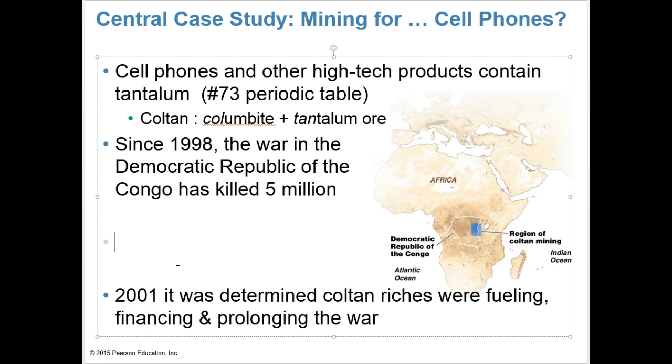Unfortunately, after the 1990s, when cell phones really hit their global high, it not only led to people mining for it in the Congo, but others taking over from the people who were owning the mines in a violent and brutal way. Since 1998, the war in the Democratic Republic of the Congo has killed over 5 million people. In 2001, an expert group of the UN determined that the coltan riches were fueling, financing, and prolonging the war.